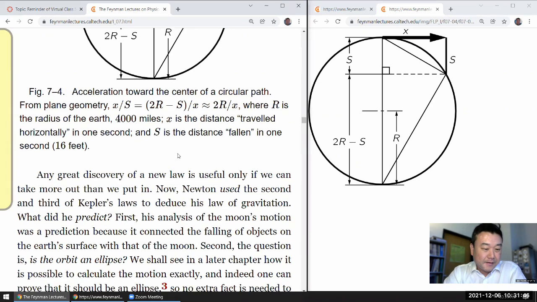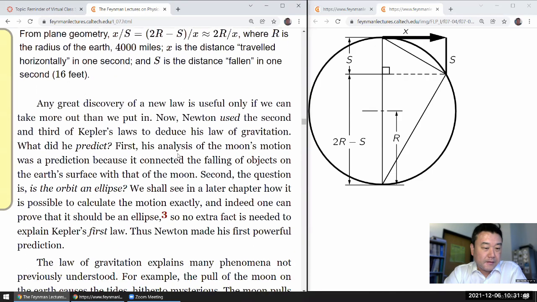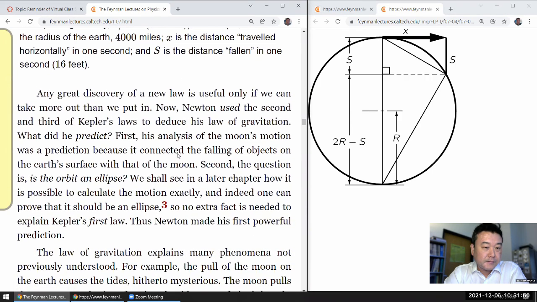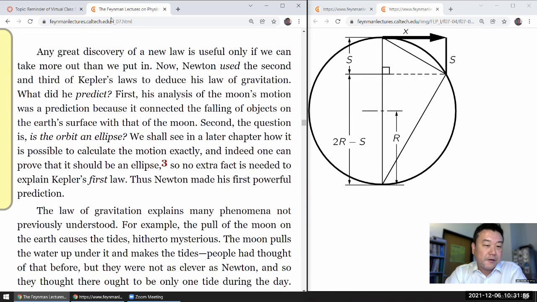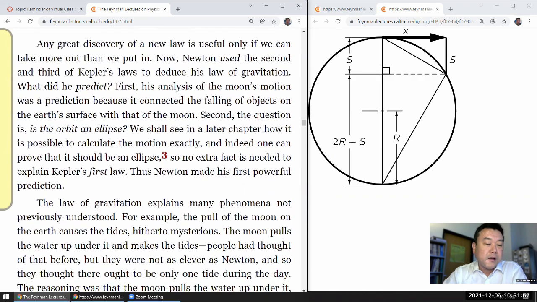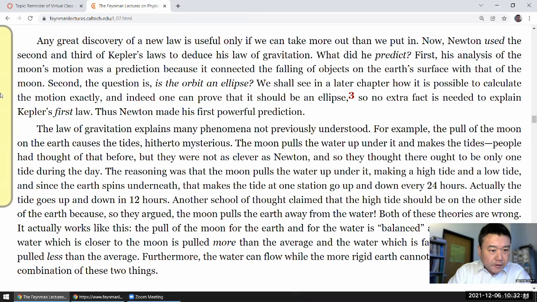So, yeah, and this is all great. And this paragraph here is where Feynman demonstrates how we judge scientific theories. So let me continue reading. I'm going to go back to my original view.